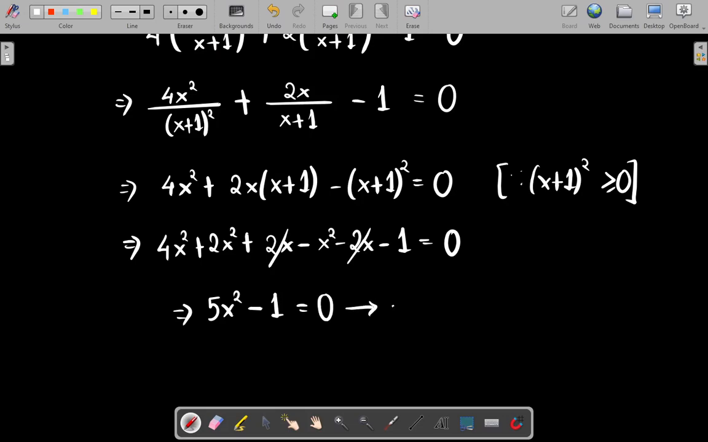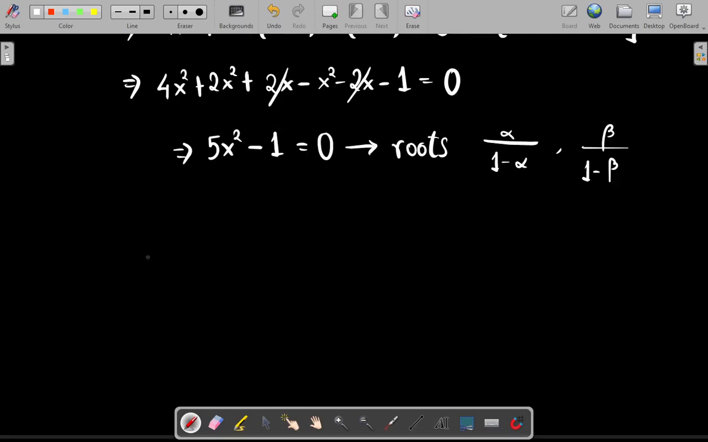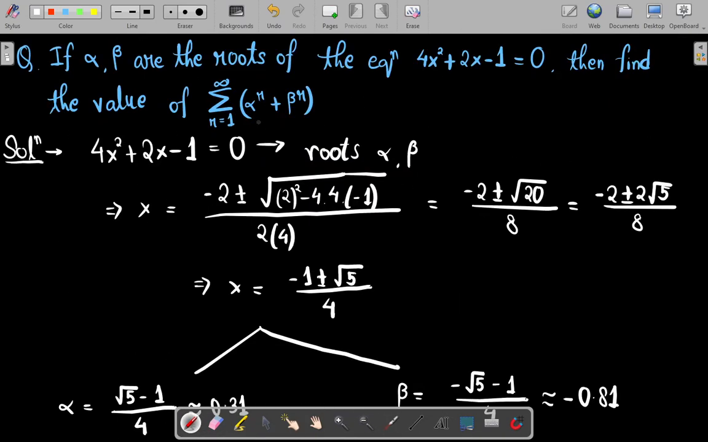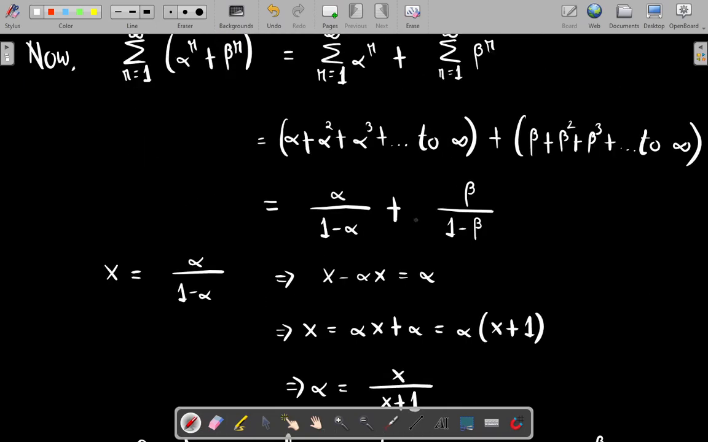Now this equation has roots alpha upon 1 minus alpha and beta upon 1 minus beta. So we can use the sum of roots and product of roots. The sum of roots, alpha upon 1 minus alpha plus beta upon 1 minus beta, will be equal to minus the coefficient of x. In the form ax square plus bx plus c, there is no b term here, so there is no coefficient of x. So this sum is equal to 0. But we were required to find this sum, and we have deduced that this sum is equal to this expression.